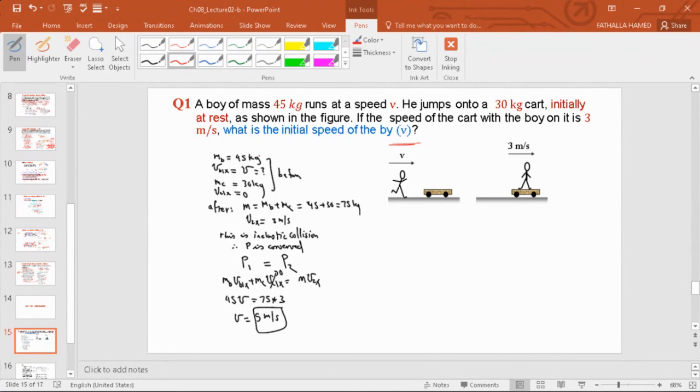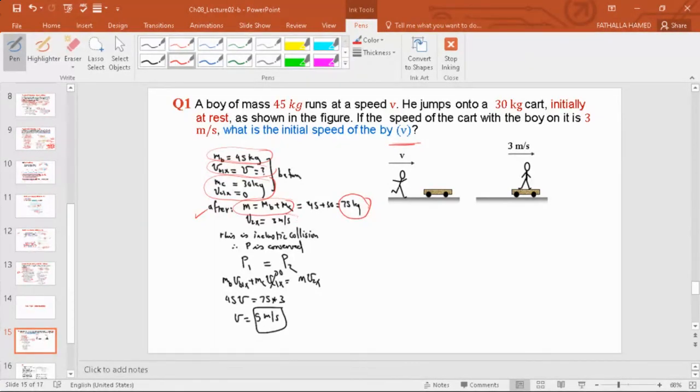So initially, you have a buoy, mass 45 kg, and VB1X, and symbol B here, we use subscript to denote the buoy, is V, and we want to find out what is the speed. And the cart has a mass of 30 kilograms, and VC1X is equal to 0 because it's stationary. After the buoy jumps on the cart, the total mass of the cart will be the mass of the buoy plus the mass of the cart, which is 75 kilograms.